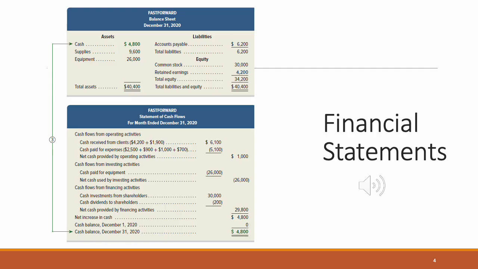When we add it all up, cash increased by $4,800, which matches the balance sheet. So the statement of cash flows answers the question, where did our cash come from and where did it go? And it ties directly into the balance sheet.